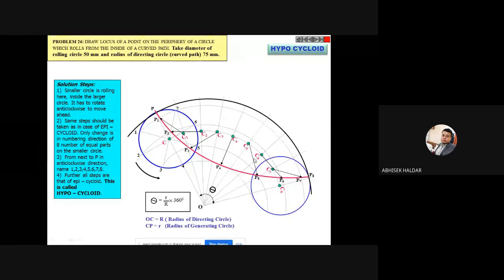You cannot be perfect in the drawing until you know how to join these points with your French curve. How to draw the tangent and normal to the epicycloid and hypocycloid curves will be discussed in the next class. But please practice how to draw the epicycloid and hypocycloid, and you can take question number 3 and 4. Question number 3 of your assignment number 1 is regarding epicycloid. Question number 4 in your assignment number 1 is regarding hypocycloid.